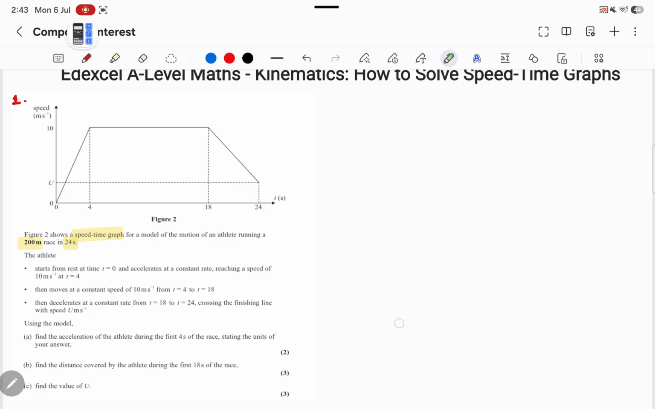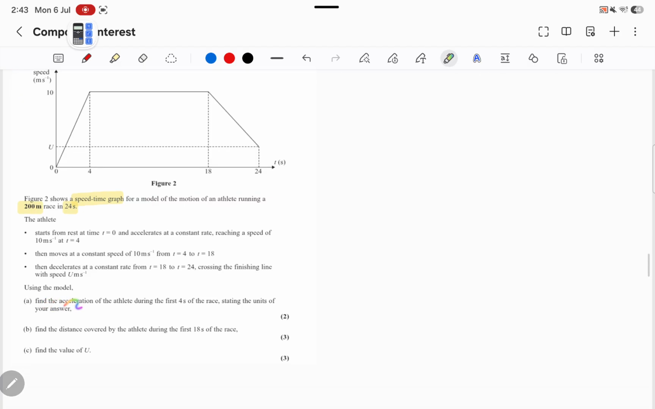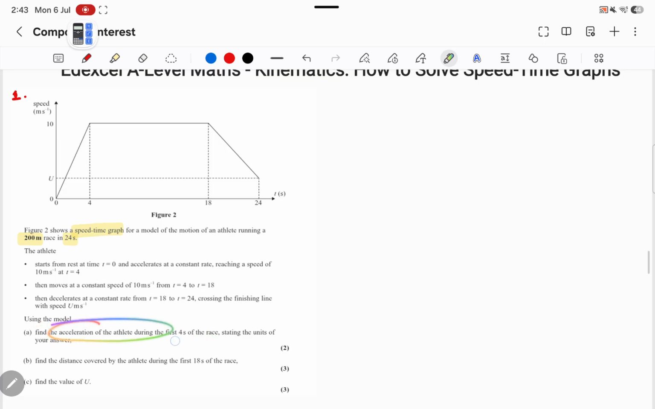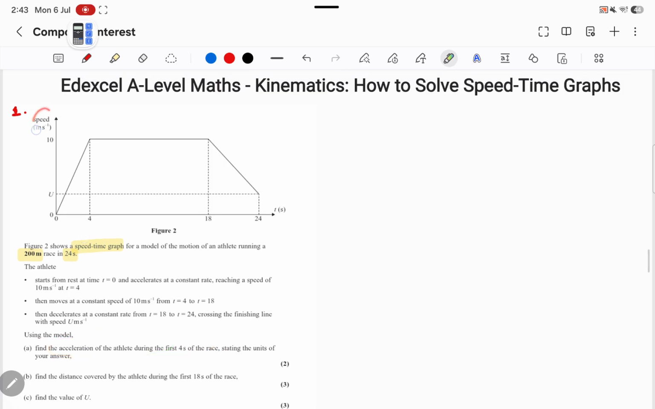All right, so the question is, use the model to find the acceleration of the athlete during the first 4 seconds of the race and state the units of your answer. So we need to find the acceleration of the athlete in the first 4 seconds. Since it is a speed time graph, if you have the velocity time graph or the speed time graph and they ask you to find the acceleration, you need to find the gradient of that line. So we need the gradient of this line, right?